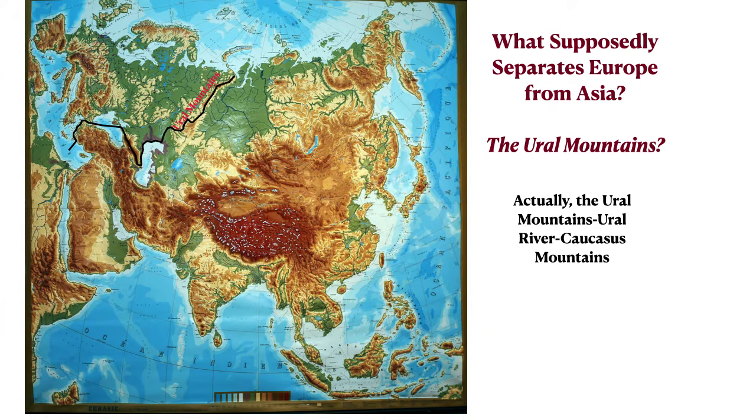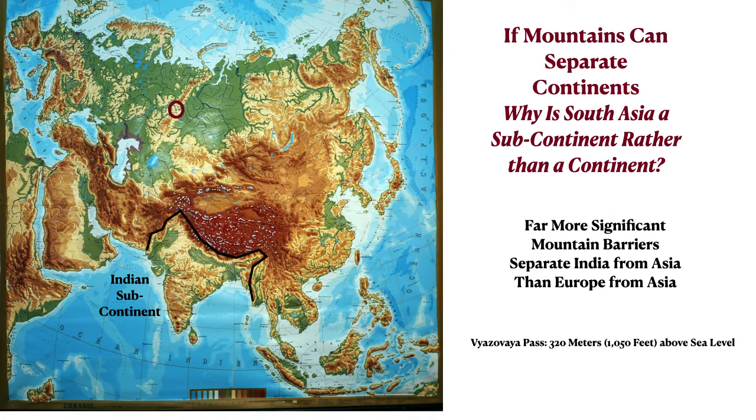So anyway, the most important part of the supposed separation of Europe from Asia are these two mountain ranges, the Ural Mountains and the Caucasus, although not entirely by any means. But that raises an interesting question. So if mountains can separate continents, one must ask why South Asia is considered a subcontinent rather than a continent. So I put a black line showing the South Asian or Indian subcontinent, which includes not just the country of India, but also Bangladesh, most of Pakistan, Nepal, and Bhutan, as well as the islands of Sri Lanka and the Maldives, generally considered South Asia.